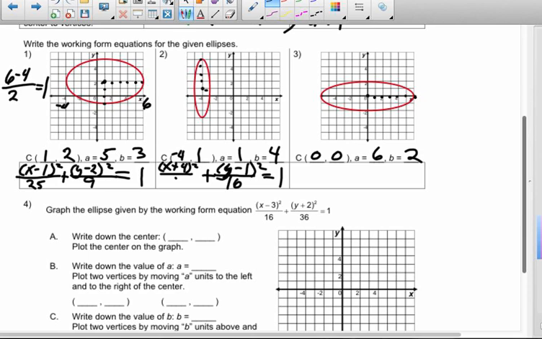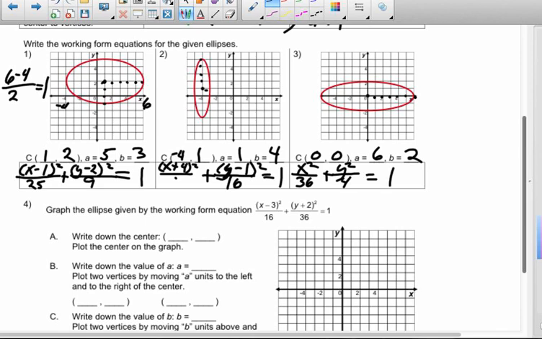So my center's at 0, 0, so I'm just going to have x squared, because I'm subtracting 0 from it, over a squared, which is 36, plus y squared, because I'm subtracting 0 from it, over 4 equals 1.